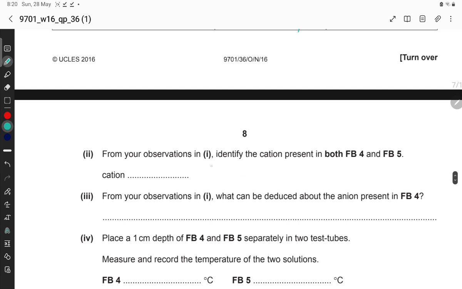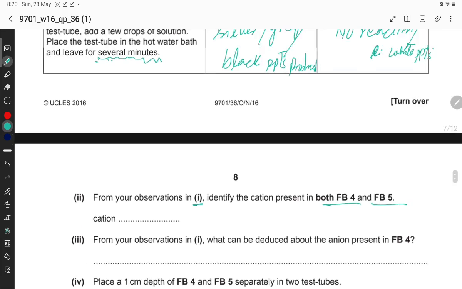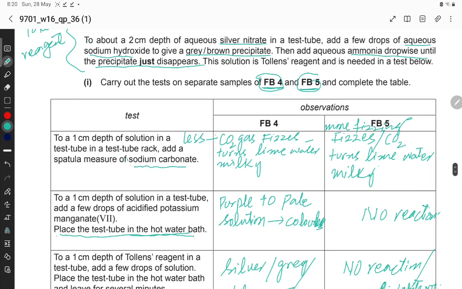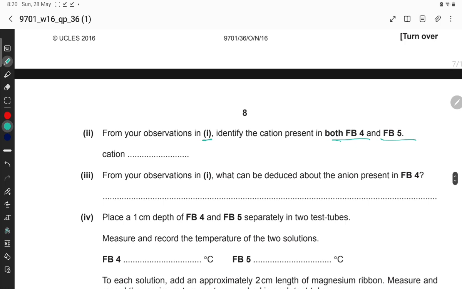From your observation in 1, identify the cation present in both FB4 and FB5. Keep in mind that it is written that the cation is the same in both FB4 and FB5. If the same observation for test 1 is there, sodium carbonate reacts with FB4 and FB5, and carbon dioxide is released in both, then it must be an acid. So the cation in FB4 and FB5 must be H+.